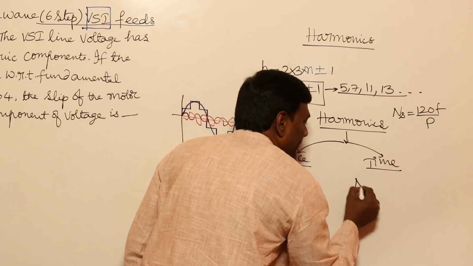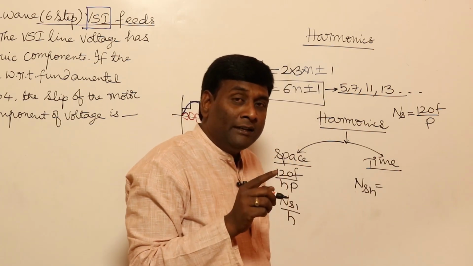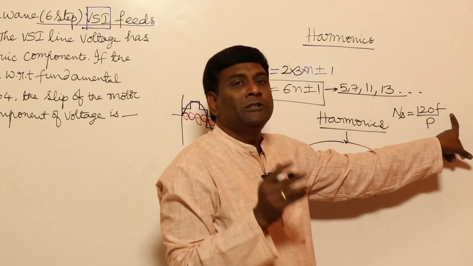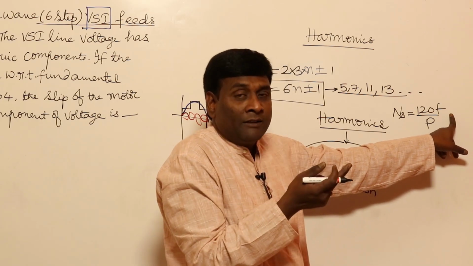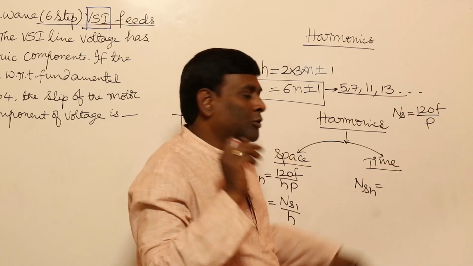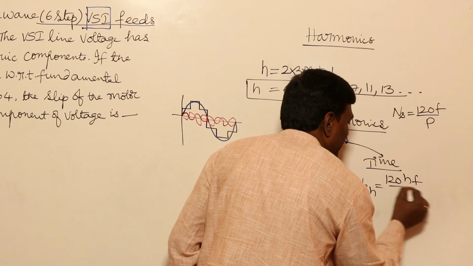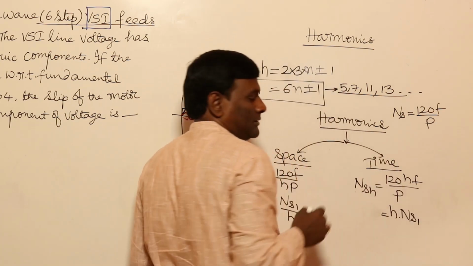Now let us think of time. If you think of time, for the H harmonic component in time, the fifth harmonic component's frequency will be 5 times. Poles will be the same, just remember as it is. The seventh harmonic component's frequency will be 7 times, but the number of poles will be the same. We will discuss this in detail in the course. So this is going to be 120 into HF divided by P, which is H times ns1 fundamental.